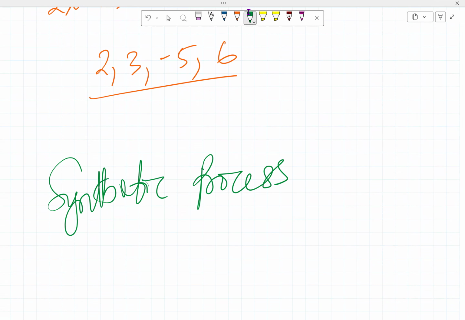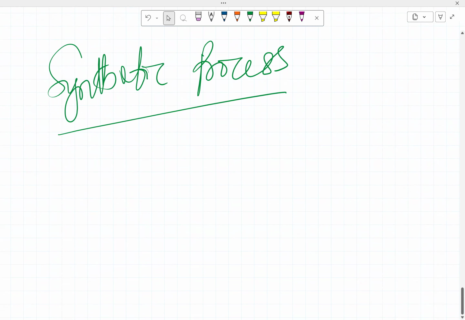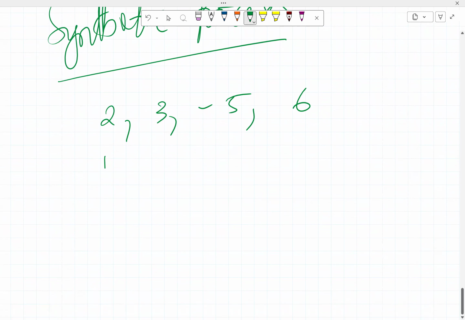Okay. I'm trying to look for a very sweet way of doing this. I know there should be a way I can do it in tabular form that will drive the point home as easily as possible. So we have 2, 3, minus 5, 6. Let me just go gradually. So this is the first coefficient right here.